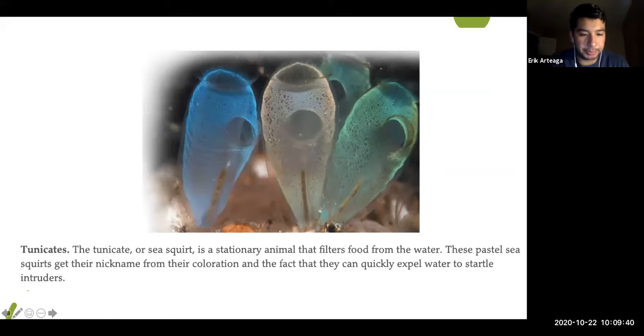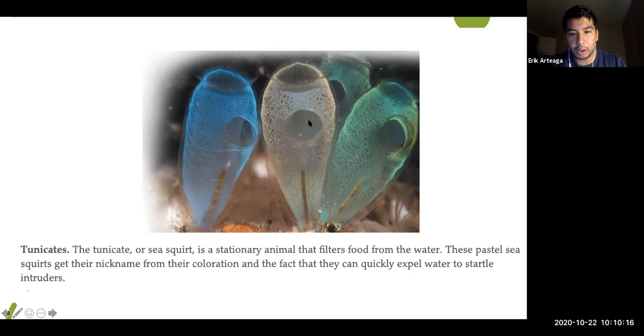All right, tunicate, a sea squirt, is a stationary animal that filters food from water. These pastel sea squirts get their name from their coloration and the fact that they can quickly expel water to startle intruders. Okay, so I believe the developmental stage of these early chordates are ancestors of some of the less developed chordates. So this looks more like porifera, right?